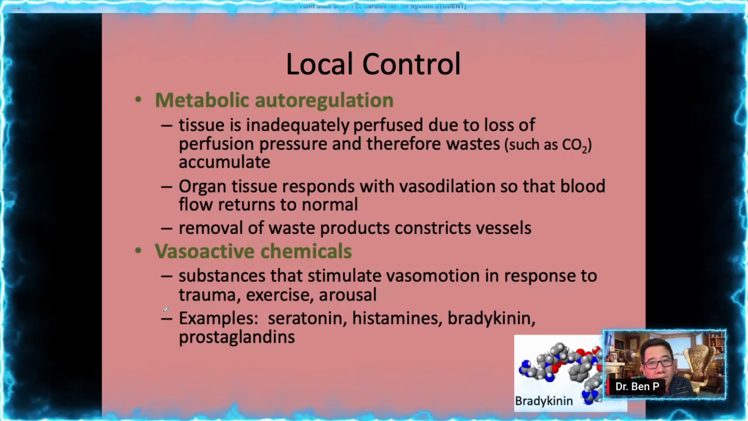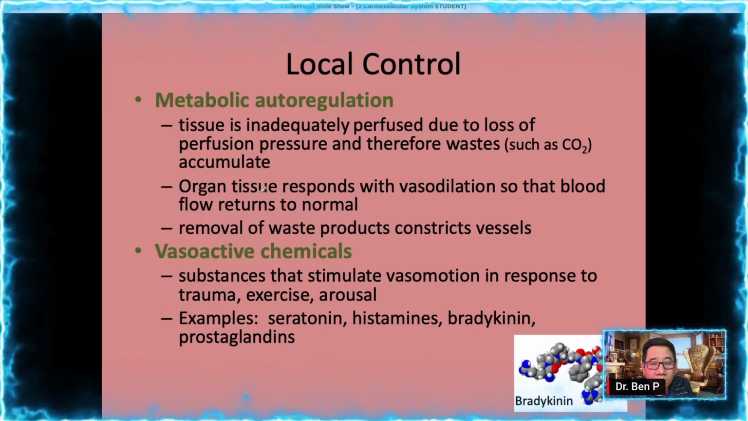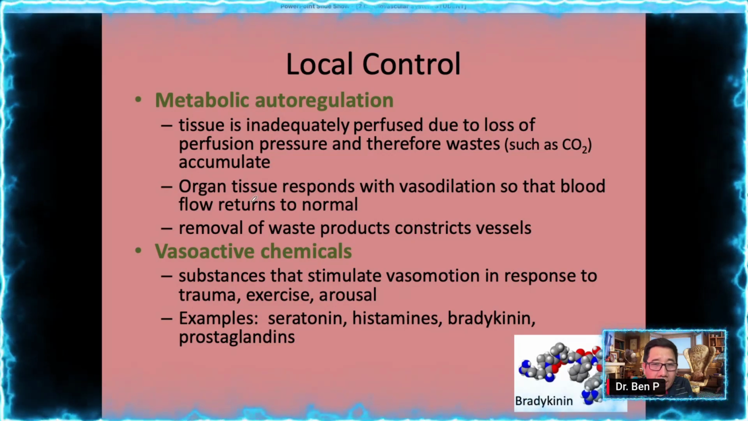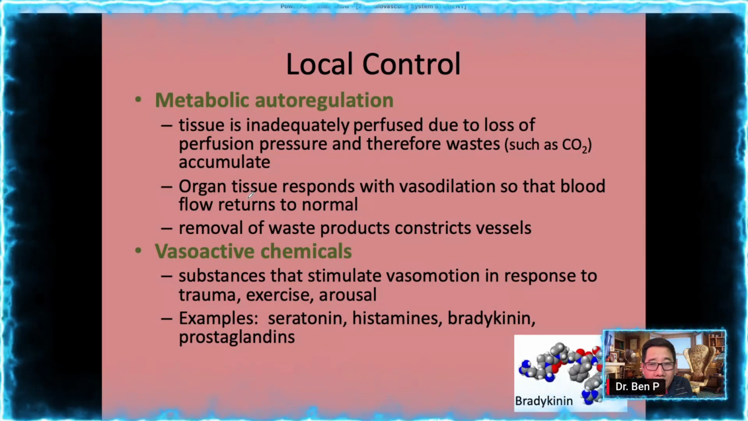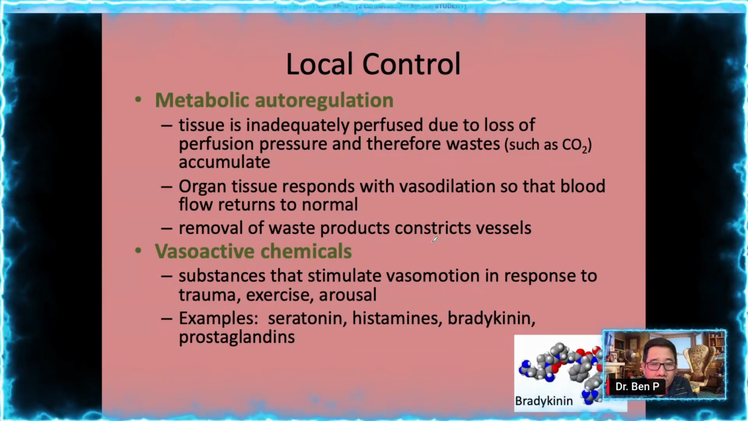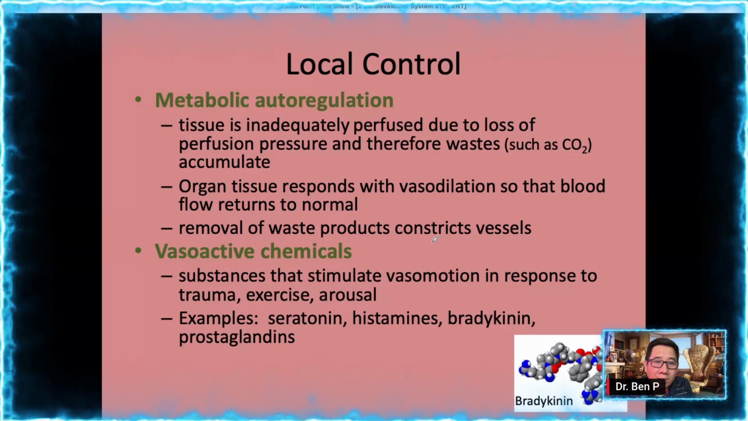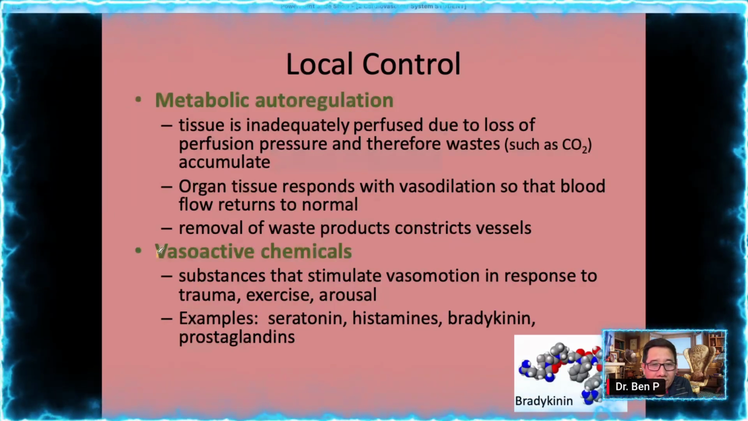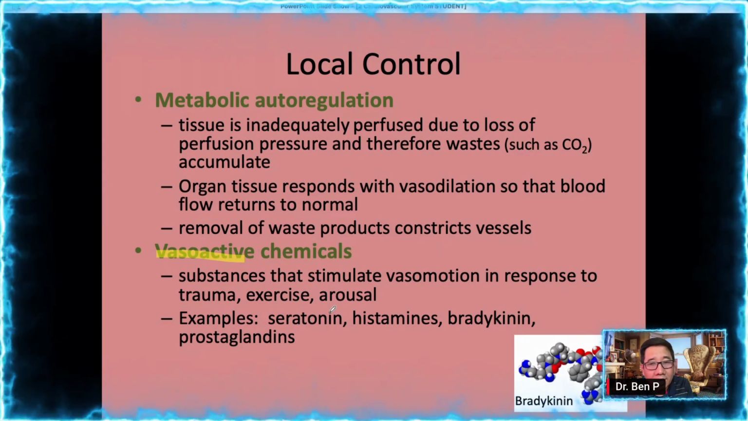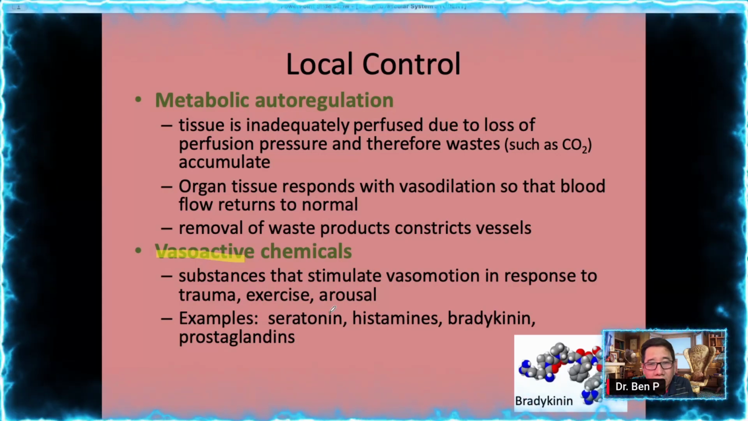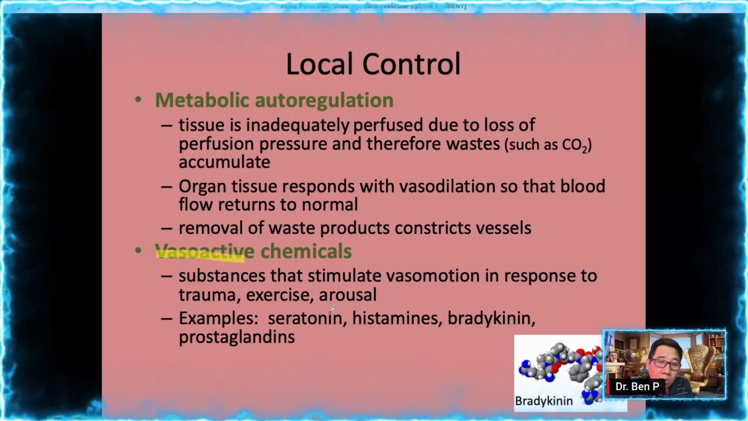If there's a loss of CO2 or loss of perfusion, and your tissue needs more blood, it will vasodilate to help bring blood to that region, to that part of your body. Or if you have too much waste, you want to remove the waste, then you might have a vasodilation to bring blood in to remove those wastes. You also have the vasoactive chemicals that cause your blood vessels to expand and contract, like your serotonin, your histamine, your bradykinin, prostaglandin. All of those can use chemicals to control blood vessels.